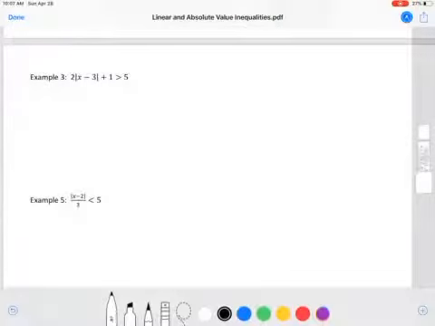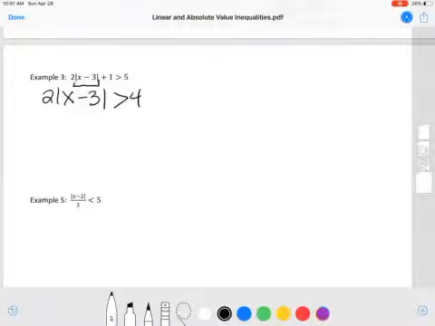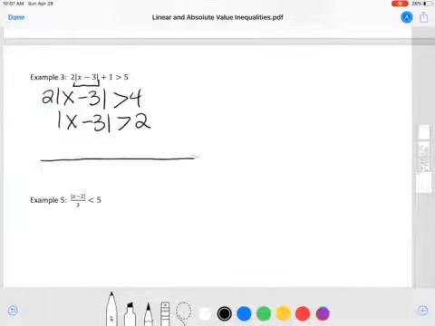Okay, in the next one, first we have to isolate the absolute value. So I need to subtract 1 and divide by 2. So when I try to solve this looking at the number line, I want all the values of x that are more than a distance of 2 away from 3. That's what this is saying.